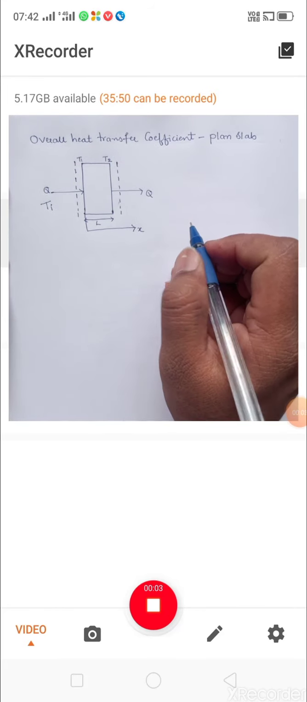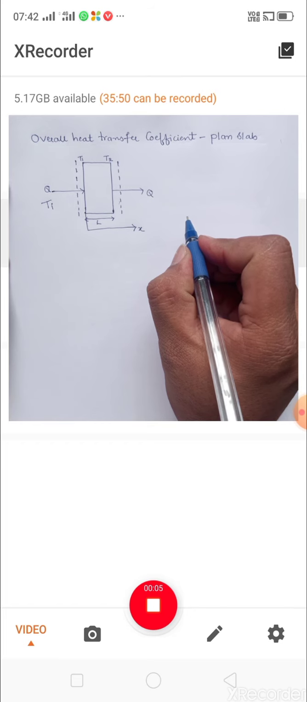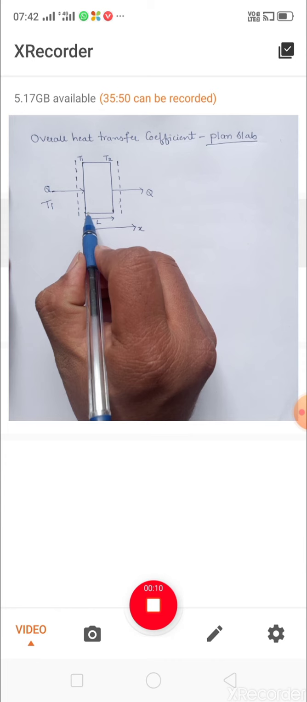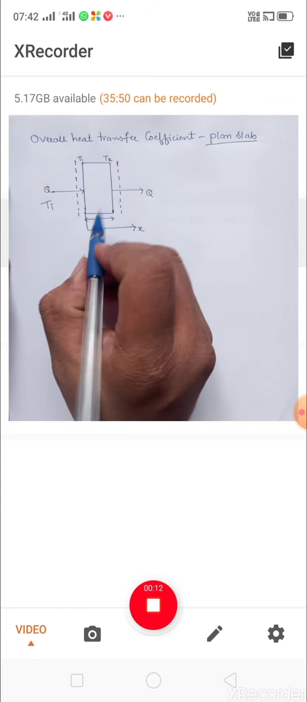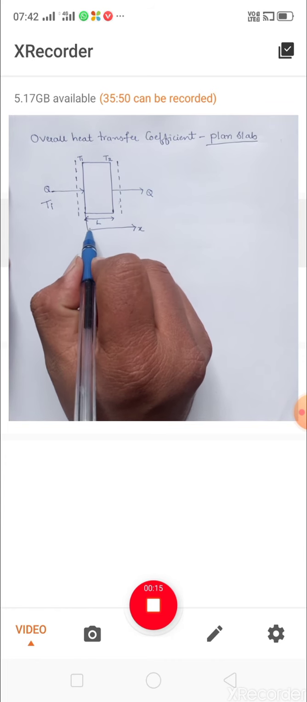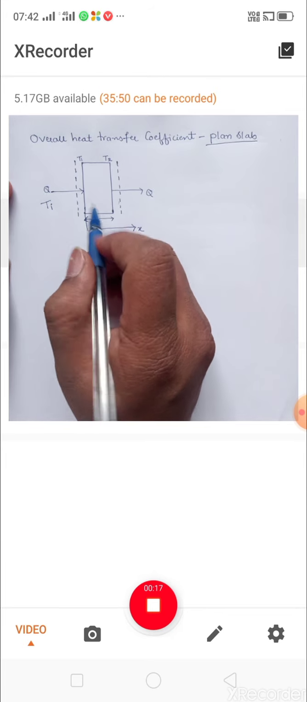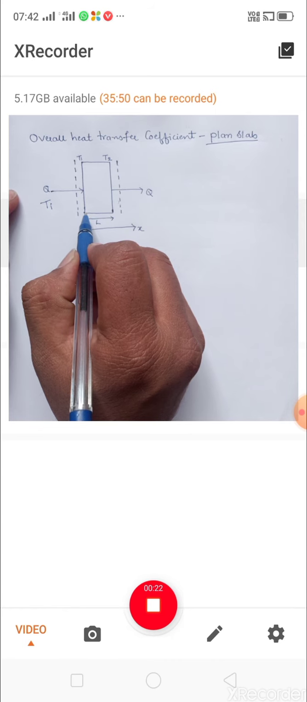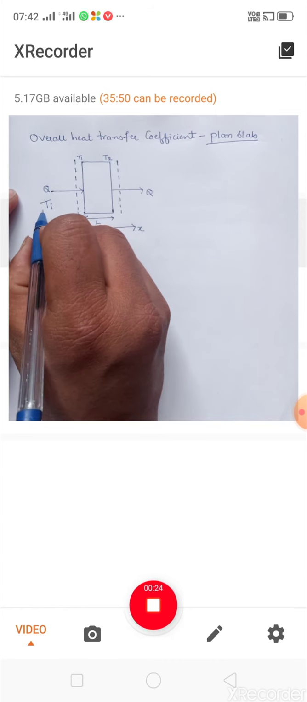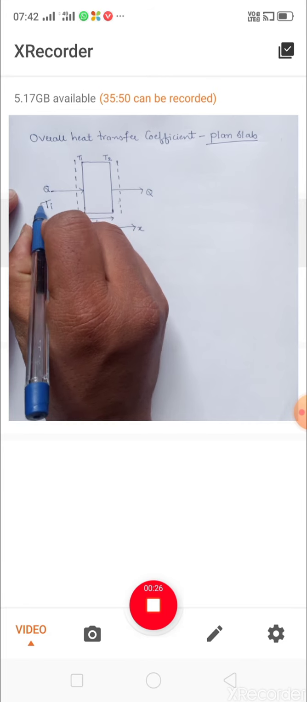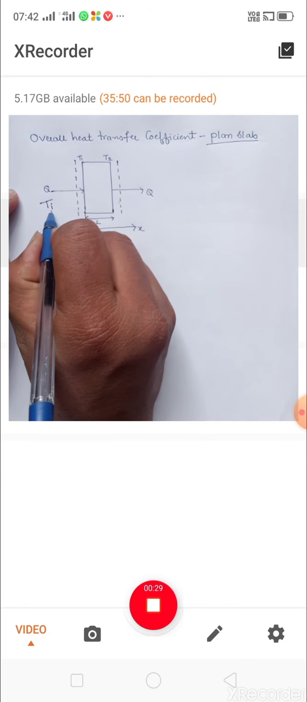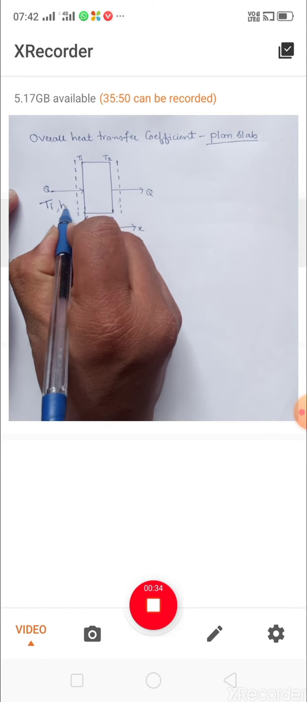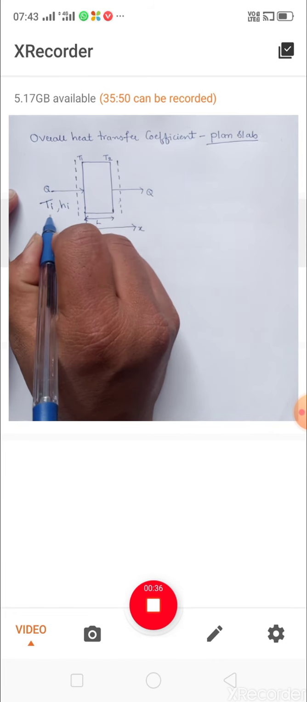So in today's class, we will study the overall heat transfer coefficient for the plane slab. So this is the plane slab with the thickness L. In this plane slab, the heat transfer occurs from the hot fluid, which is maintained at temperature Ti, to the left surface of the slab by convection with convective heat transfer coefficient Hi.